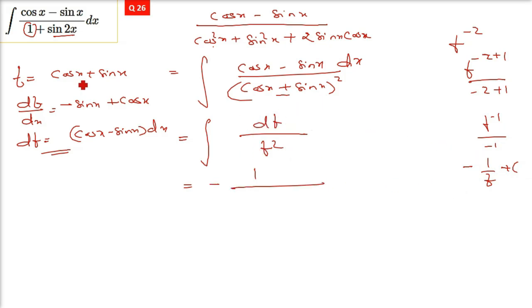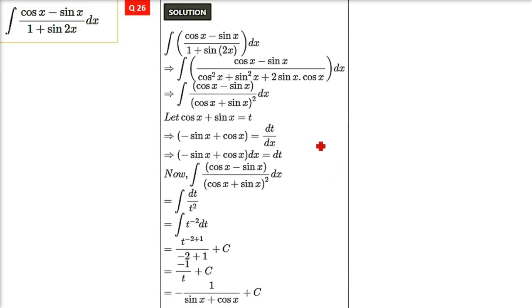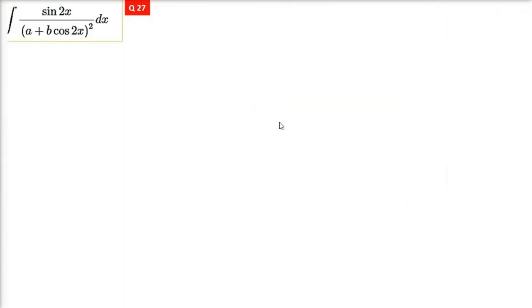What was t? Initially cos x plus sin x. So you can write 1 by (sin x plus cos x) plus constant of integration, with the negative sign. So this is the result I was talking about. Please do remember to write this in English: let, differentiate, etc.